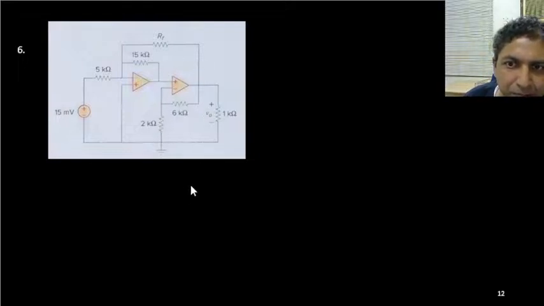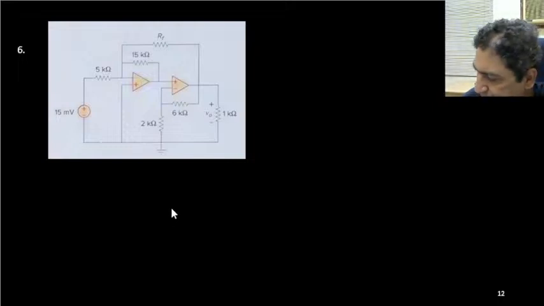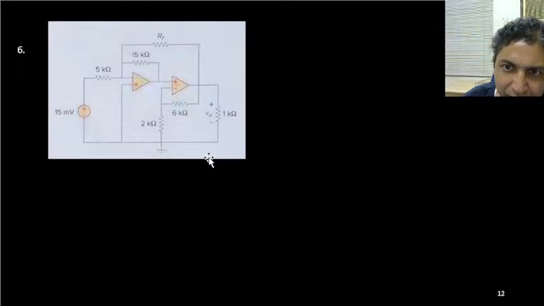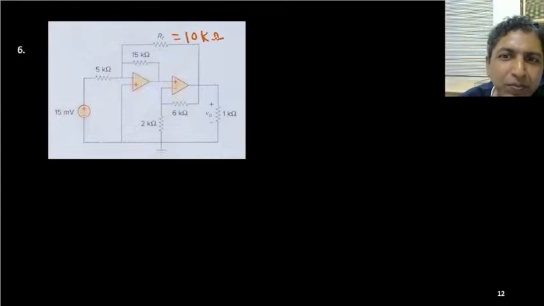So in this problem, can you find the voltage V0 if the resistance RF equals 10K? If I put 10 kilo ohm, can you find the output potential V0?